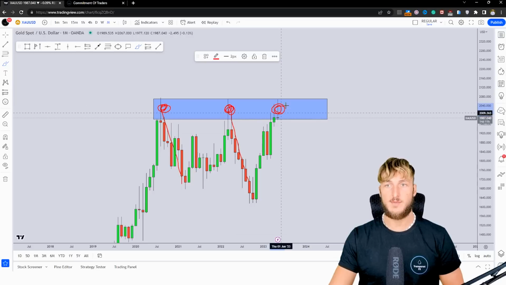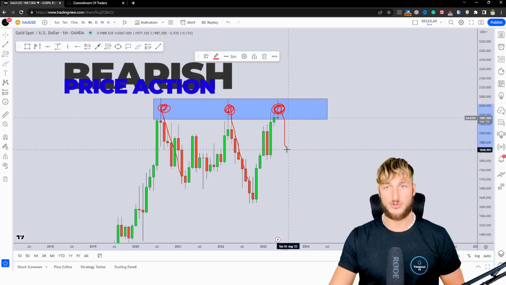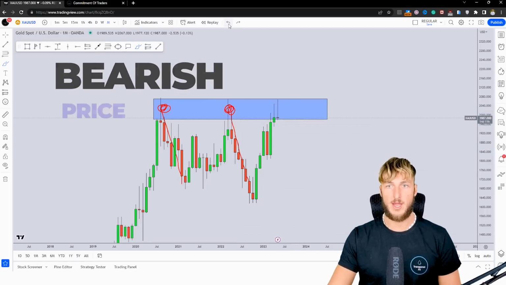And what we can see is that the market at the moment just tested exactly the same zone and started rejecting it to the downside. In a situation like this, we could expect more bearish price action to be created away from the area.